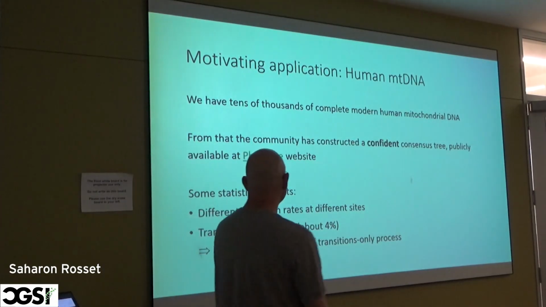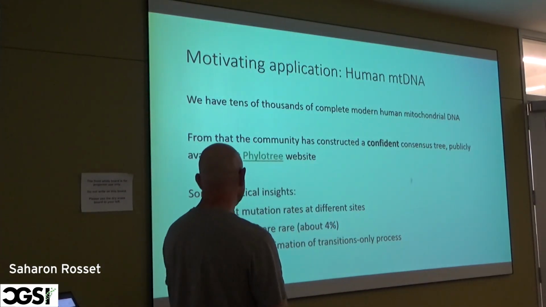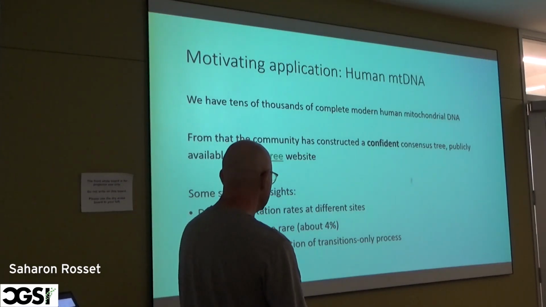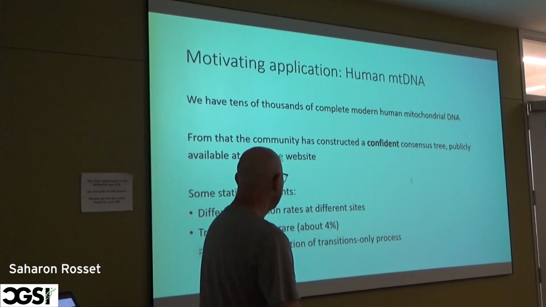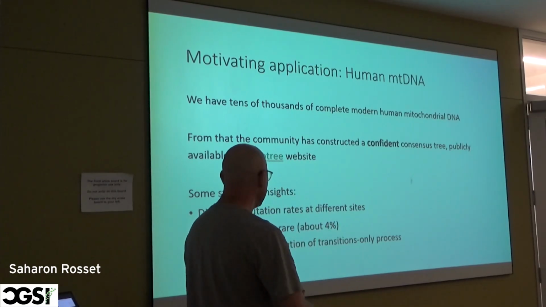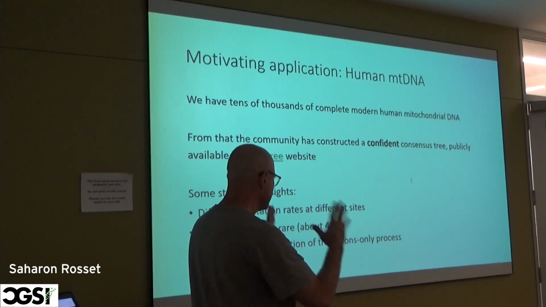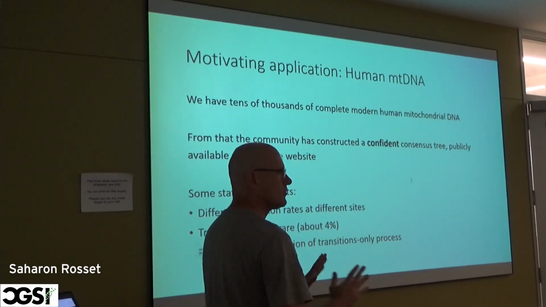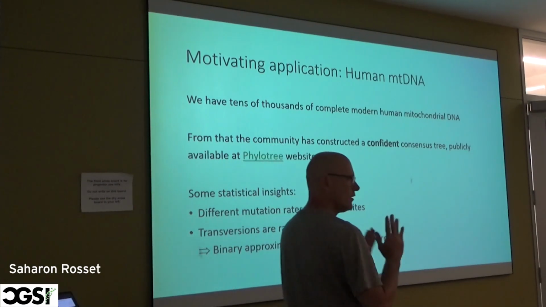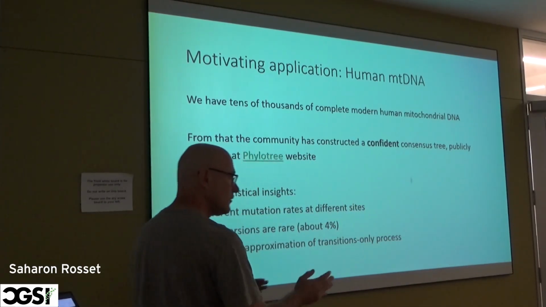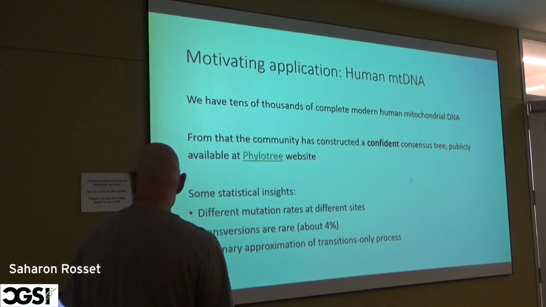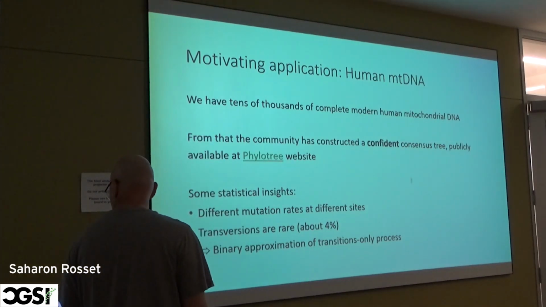The other thing I pointed out is that transversions are rare. Only about 4% of the mutations are transversions. So one thing that we might consider is thinking about the sequences as being only binary and considering only transitions, and basically ignoring transversions in our analysis. We'll see why this is going to be useful for us.